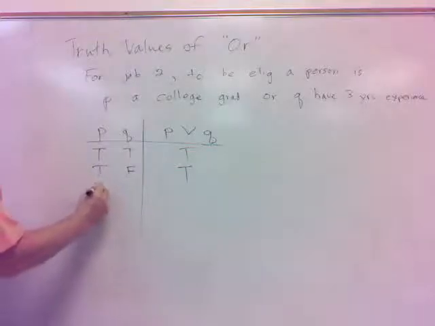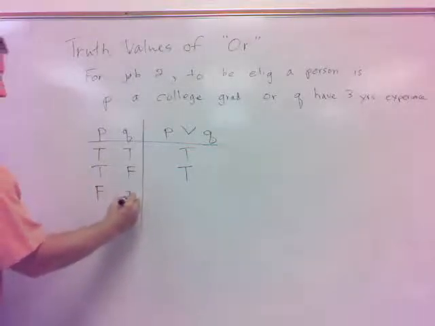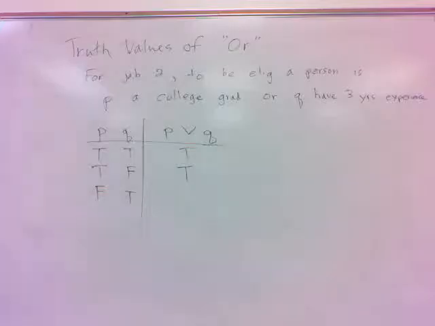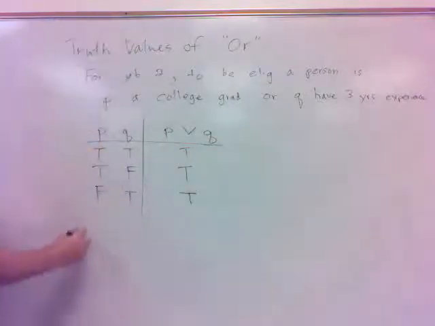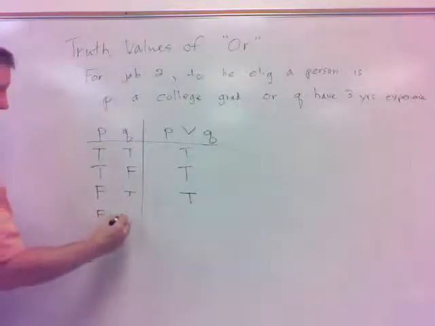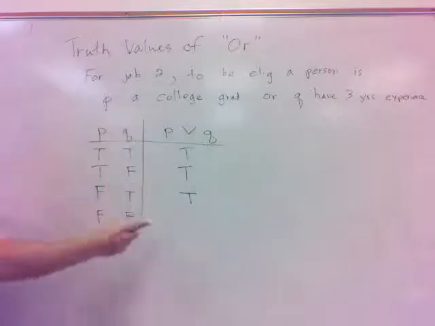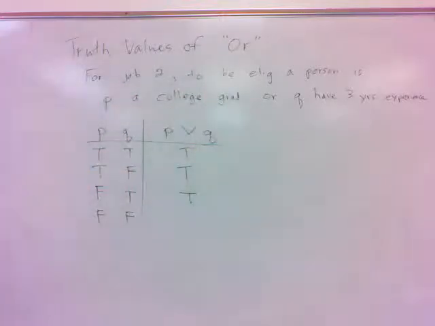What about person 3? It's false, they're not a college graduate. True, they have 3 years experience. Does that still meet the eligibility requirements? They're not a college graduate, but they have 3 years experience. They're still eligible, because it says college graduate or 3 years experience. If I have 3 years experience, I'm eligible. But what about the last? False college graduate, false 3 years experience. Is that person eligible? No, you have to have one of them. All right, so this is how or works.